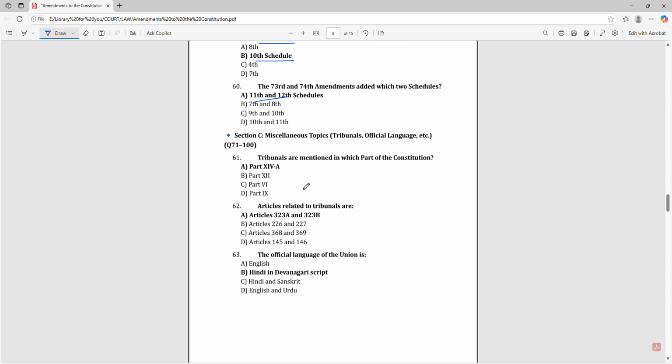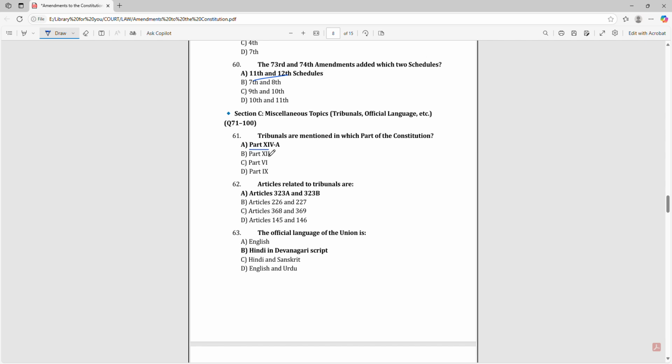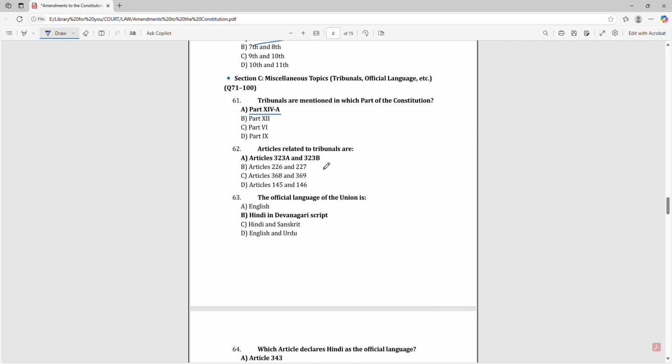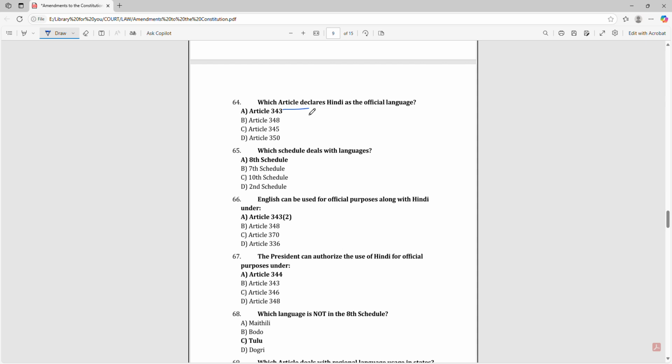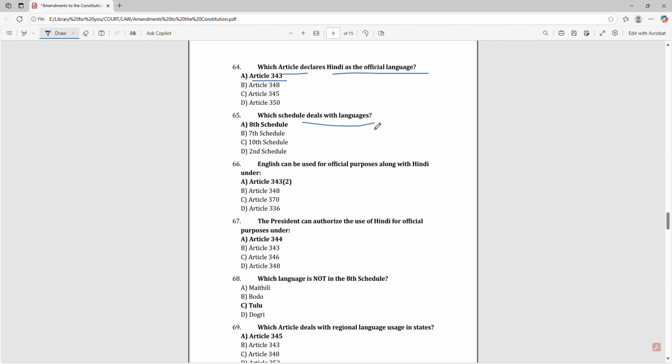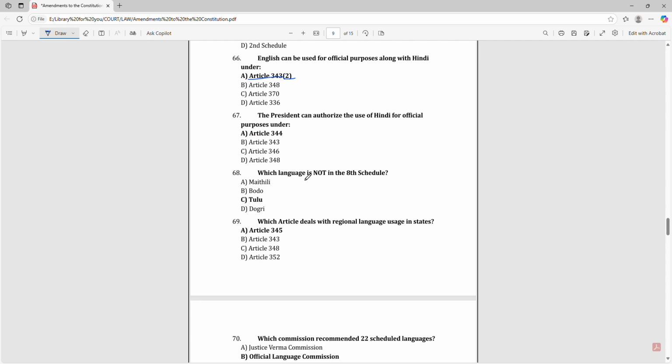Tribunals are mentioned in which part of the Constitution? Part XIVA. Articles related to tribunals are Article 323A and 323B. The official language of the Union is Hindi in Devanagari script. Which article declares Hindi as the official language? Article 343. Which schedule deals with the languages? 8th schedule. English can be used for official purposes along with Hindi under Article 343. The President can authorize the use of Hindi for official purposes under Article 344.